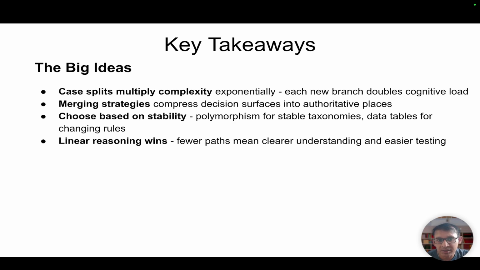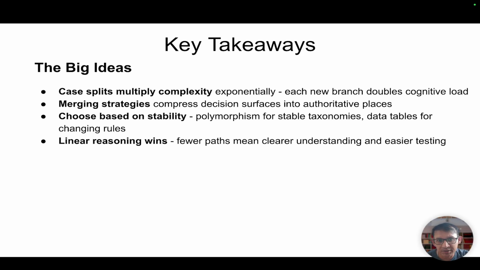Second, merging strategies compress decision surfaces into authoritative places. Instead of having the same logic scattered throughout your code base with subtle variations, you consolidate it where it belongs. This creates what I call single points of truth for business rules.